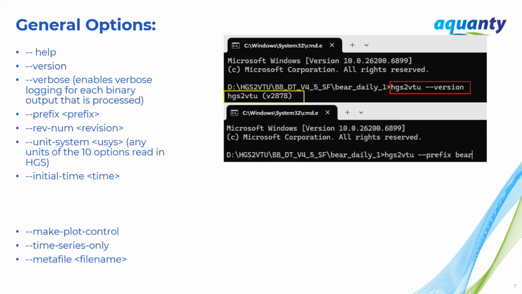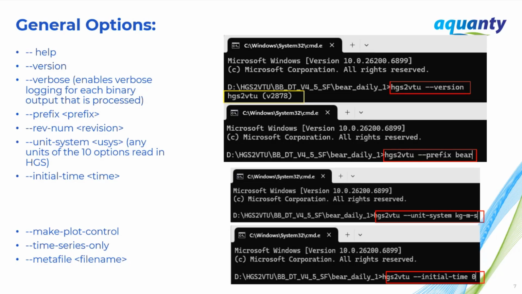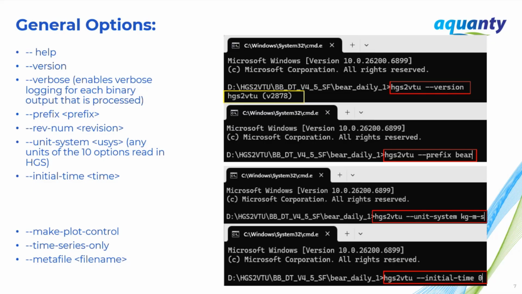And we have the prefix command to specify the batch.pfx file, if people are familiar with how to run simulations in HGS. This command will read that. The unit systems and revision numbers are also optional, since it is highly unlikely that the gen file will not have them. In case it doesn't, if you specify them in HGS2VTU, you will be able to see what is happening inside those files.